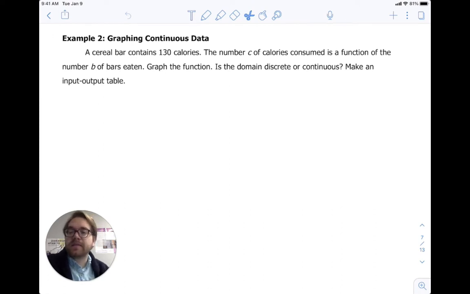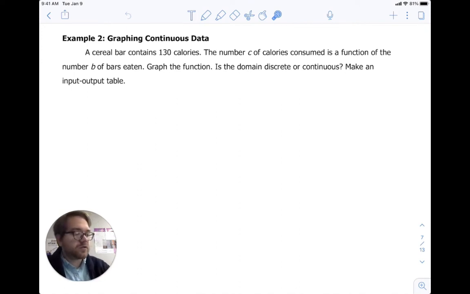So in this example, it says a cereal bar contains 130 calories. The number C of calories consumed is a function of the number B of bars eaten. So what that's saying is there's a relationship between the number of calories that you consume and the number of bars that you eat, which if you know anything about calories in food, that makes sense. The amount of chips that I eat determines how many calories I'm consuming. If I eat a few chips, it's different than if I eat a lot of chips.